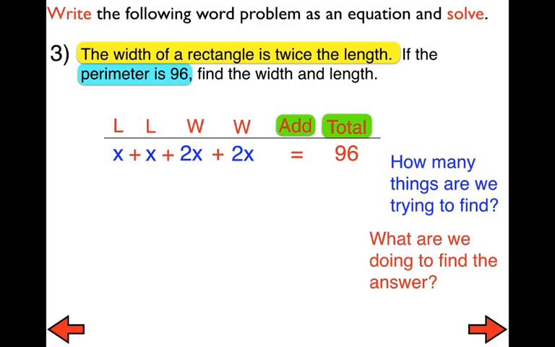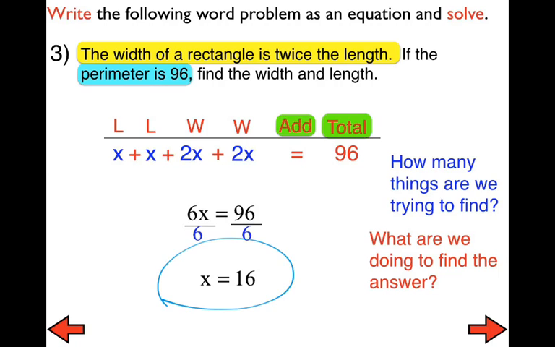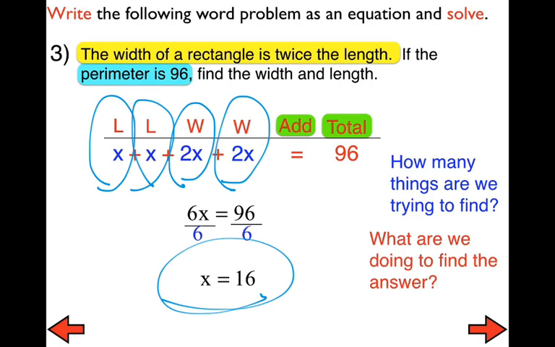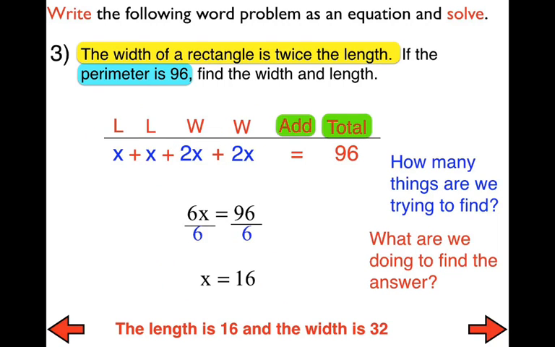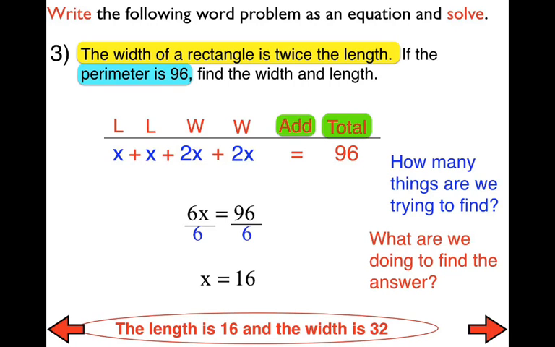All right, we combine like terms. We have a 1x, a 1x, a 2x, and a 2x. That makes 6x. When we divide both sides by 6, that leaves us with x equals 16. X equals 16 means that the length is 16, as we can see right there. And the width is 2 times or twice that big. 2 times 16 is 32. Twice 16 is 32, however you want to think about that. So the length is 16 and the width is 32. Make sure you have the correct equation and sentence in your notes.